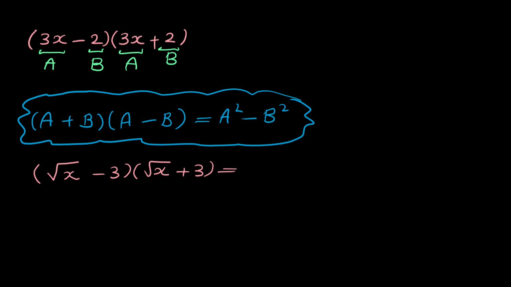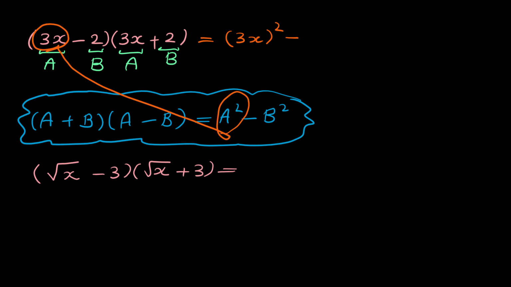If you do it with the FOIL method, in your answer you have 4 terms, you have to simplify it, and then at the end you have only 2 terms. So definitely using this identity is better. So the answer is A to the 2. What is A? 3x. So the answer is 3x to the 2 minus B. What is B? B is 2. 2 to the 2. So the answer is basically 9x to the 2 minus 4.